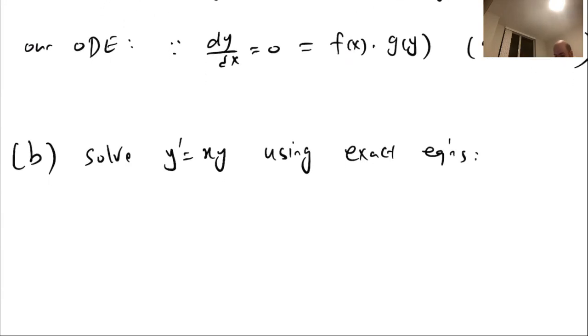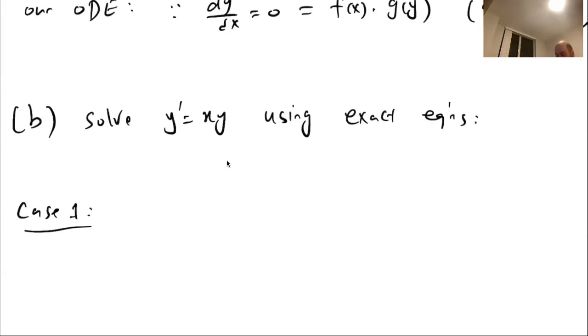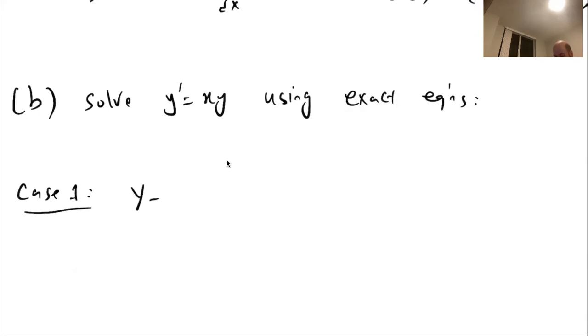So here again, we can say two cases. Case one, if g of y is 0, here g of y is y. So if y is 0, then we will have a solution for our ODE. y equals 0 is a solution of this ODE. See above.